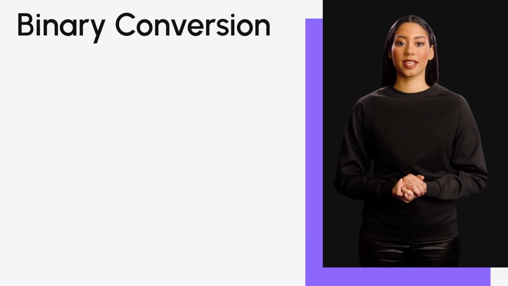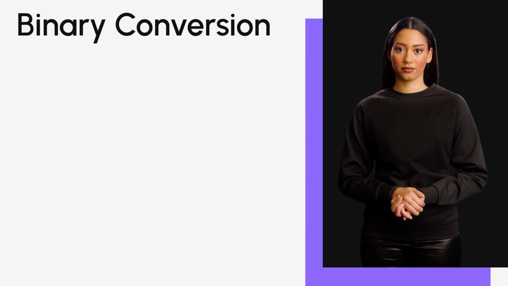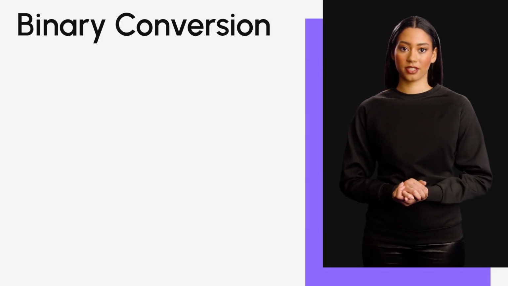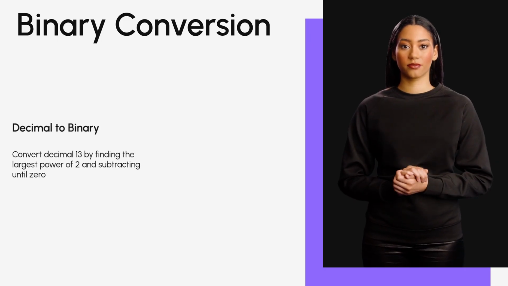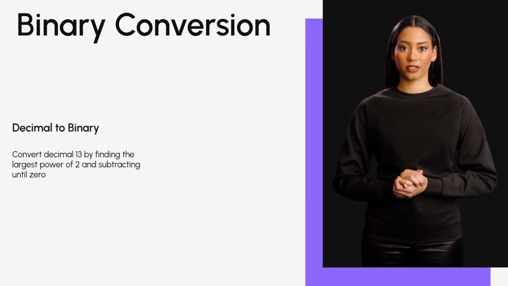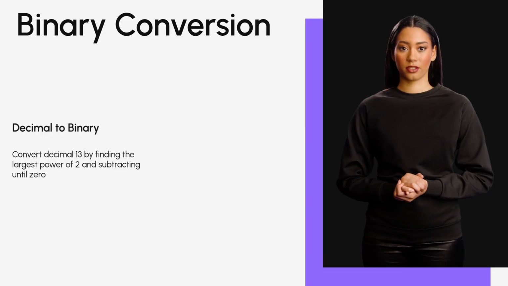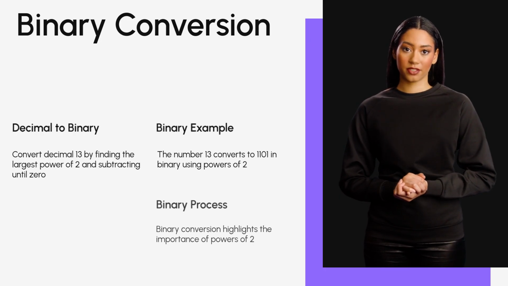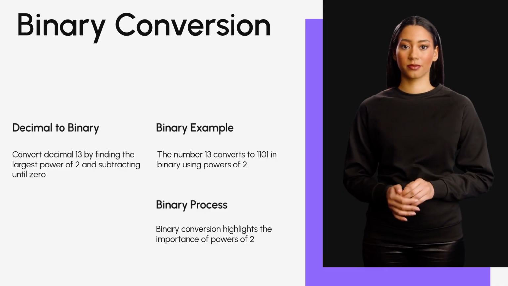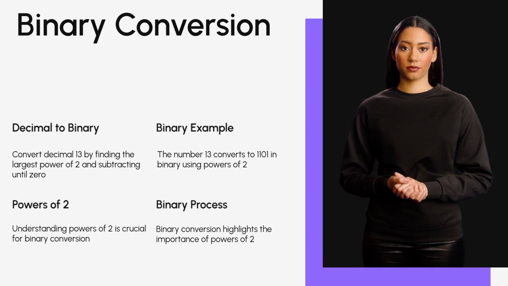To represent the decimal number 13 in binary, find the highest power of 2 less than or equal to 13. Subtract and continue with the next highest power of 2 until reaching 0. For 13, this results in 1101 in binary. This example illustrates the process of binary conversion. It highlights the importance of understanding powers of 2 in binary representation.